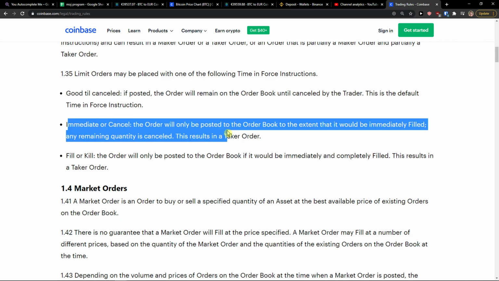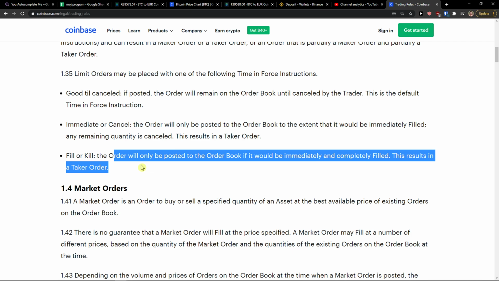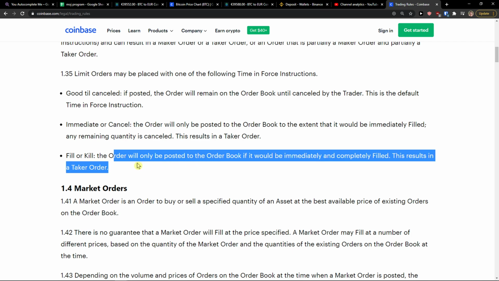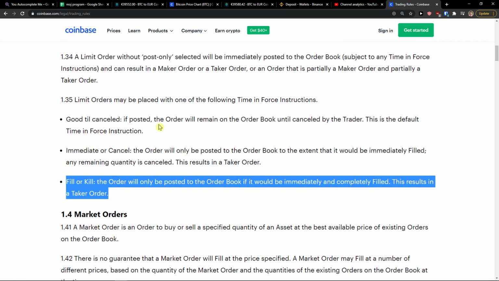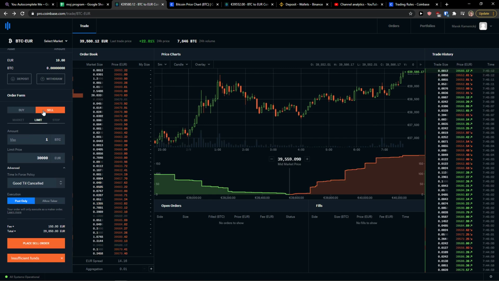Immediate or cancel, the order will only be posted to the order book to the extent that it will be immediately filled. Any remaining quantity is canceled. So immediate, this is understandable. Fill or kill, the order will only be posted to the order book if it would be immediately and completely filled. This results in a taker order. So it's pretty easy to understand, and this is how you can set up limits in Coinbase Pro.